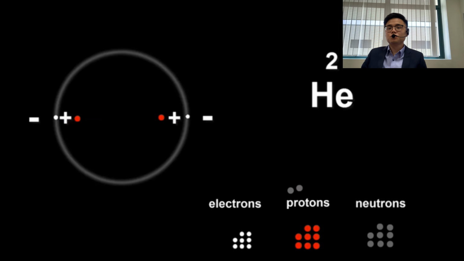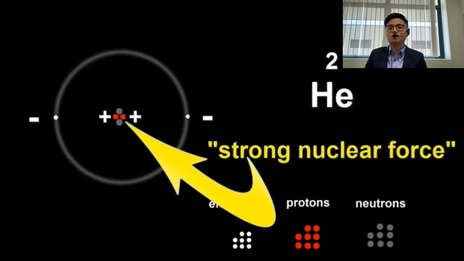This is where the neutron comes in handy. Neutrons provide extra glue to hold these protons together. There is one extra attractive force that belongs to the nucleus called the strong nuclear force that works only between nuclear particles.